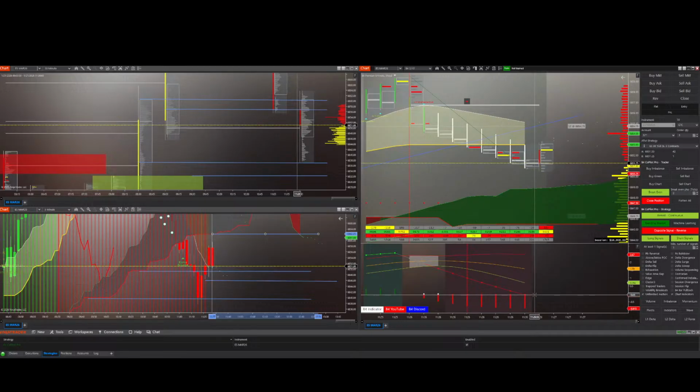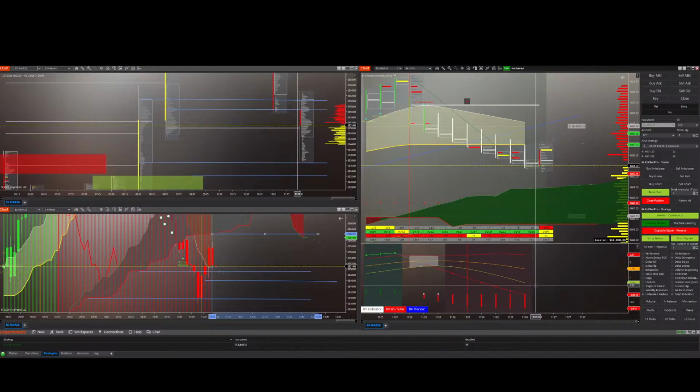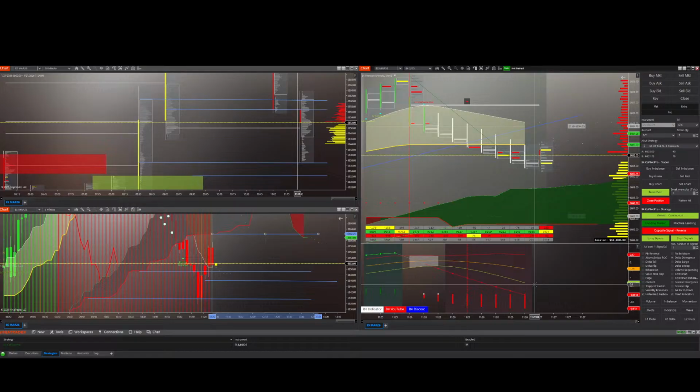We are right around the zero line still. Potential support area right here.